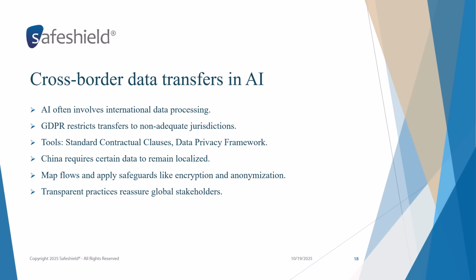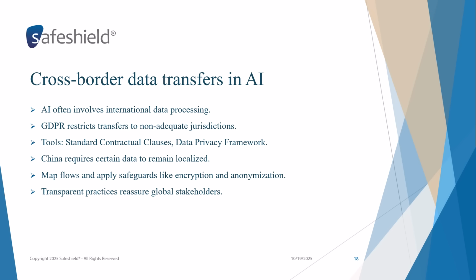Other jurisdictions, such as Brazil and Canada, follow similar adequacy or contractual models. Meanwhile, China imposes strict localization rules, requiring certain categories of personal data to remain within national borders. For AI, cross-border transfers are especially complex. Training models often requires pooling global datasets, and cloud-based AI services may automatically move data between regions. Organizations must map where data travels, identify applicable legal requirements, and implement safeguards accordingly.